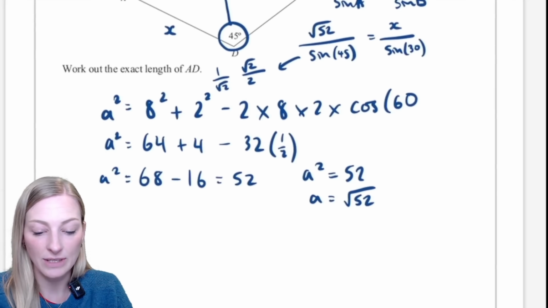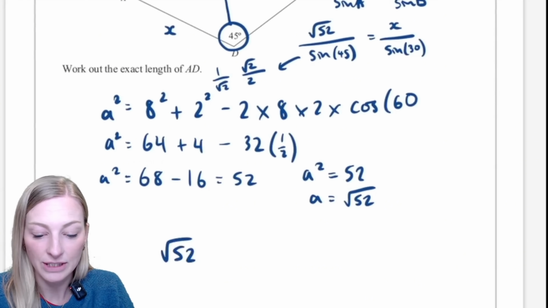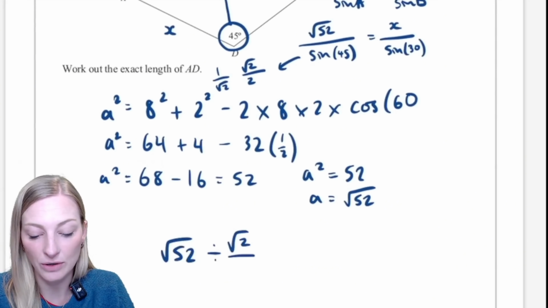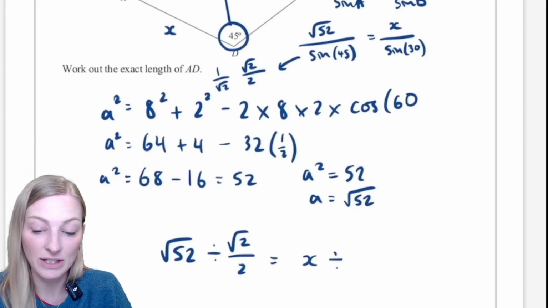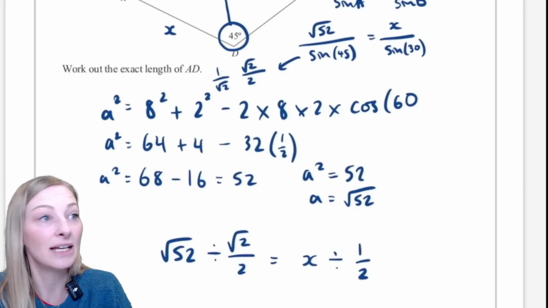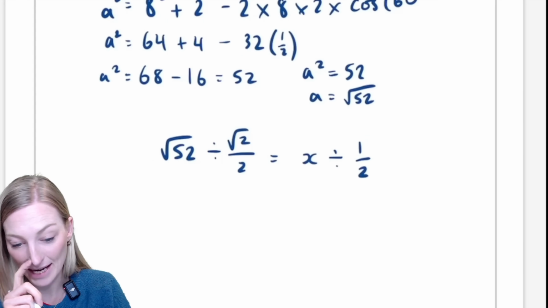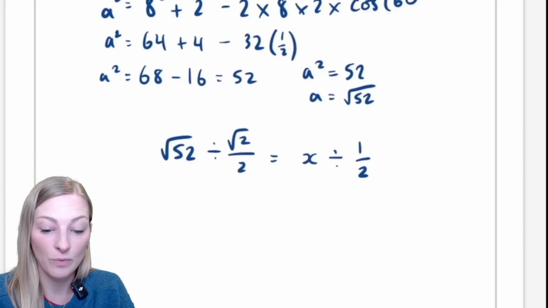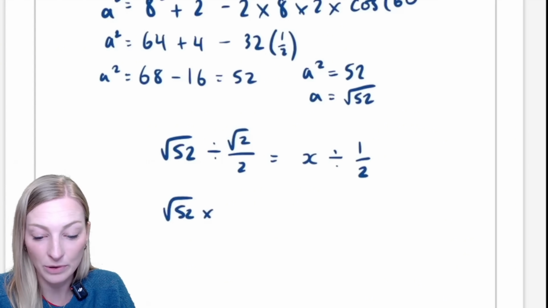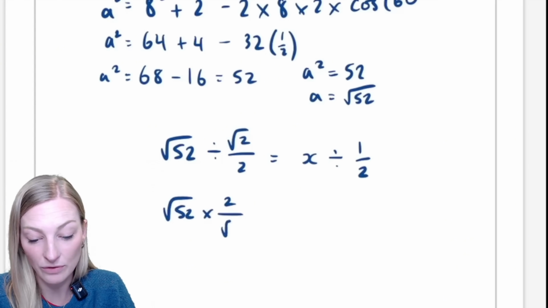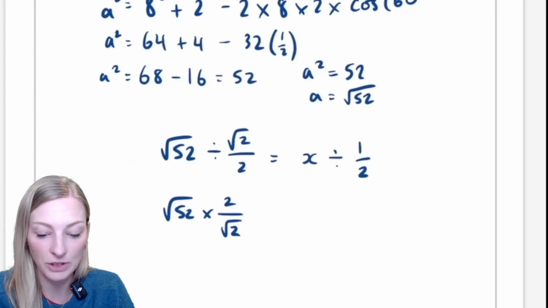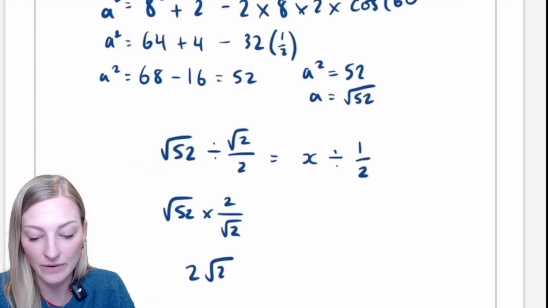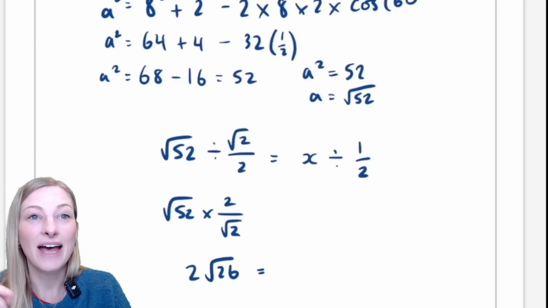So I'm doing, let's go down here, root 52 divided by root 2 over 2. That's my first side. And then on the other side, I've got X divided by sine 30. And we know that sine 30 is a half. So this is what we're now working out. And to divide by a fraction, we know we multiply by the reciprocal. So this is multiplying by 2 over root 2. So root 52 divided by root 2, because we can divide by the bottom, this is 2 root 26 on the left, equals, now if X is being divided by a half, it's the same as doubling it.